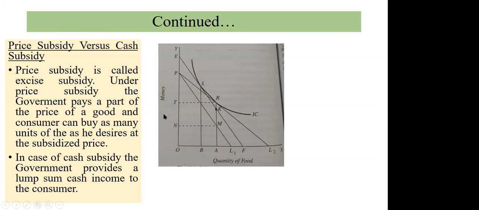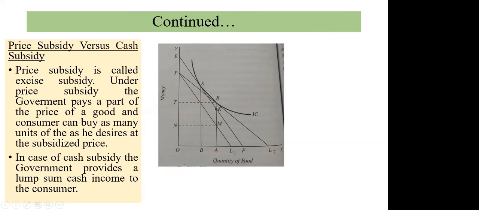So I would have paid that amount of money for this OA quantity of food, but because of the subsidy, I am paying only PT amount of money. So this difference between PN and PT, which is equal to NT amount, is the amount of subsidy, or the price subsidy, given by the government on the food.